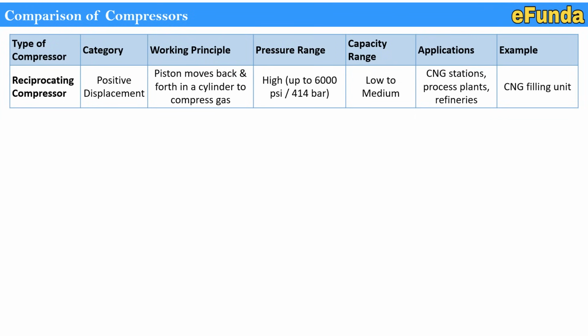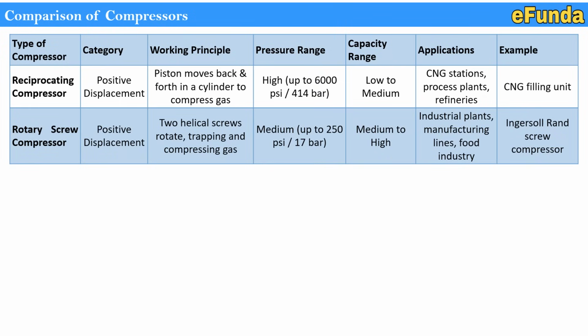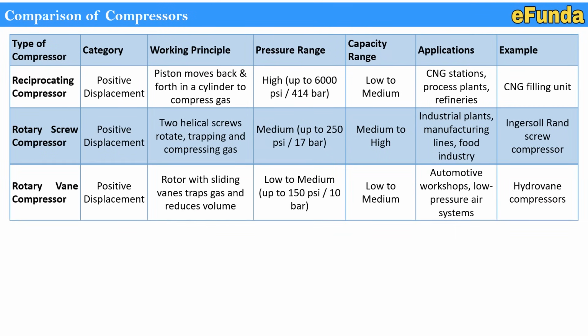Example: CNG filling unit. Rotary screw compressor, a positive displacement category, working with two helical screws that rotate, trapping and compressing a gas. Range medium, up to 250 psi and 17 bar. Capacity range medium to high. Application: industrial plants, manufacturing lines, food industry. Example: Ingersoll Rand screw compressor.